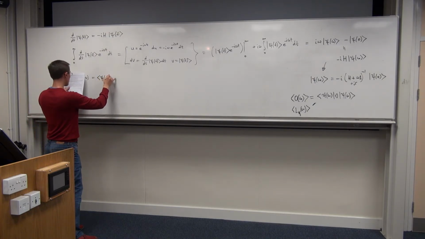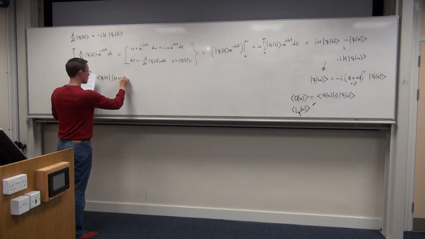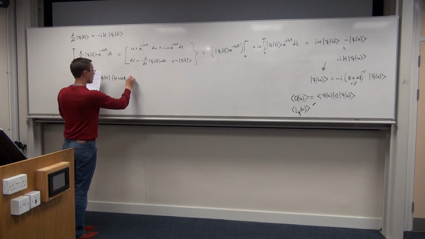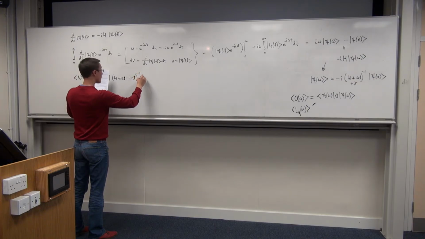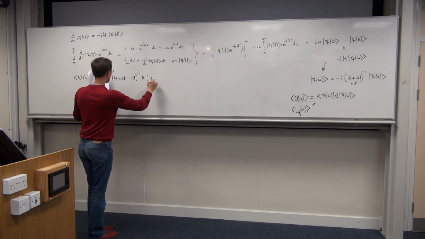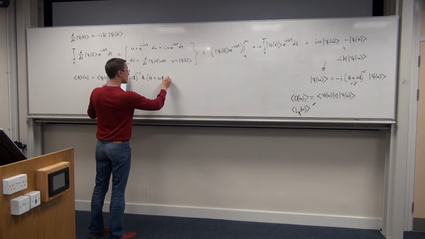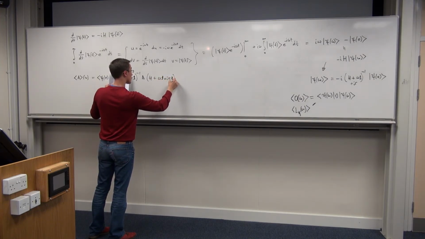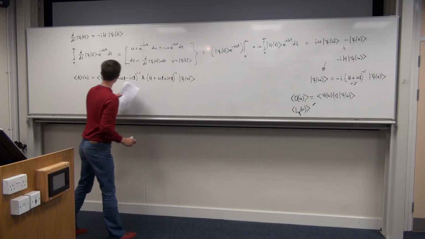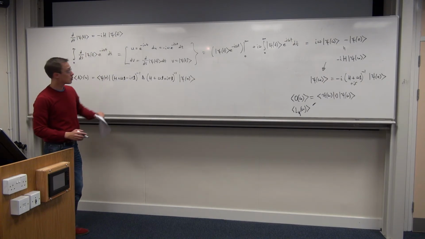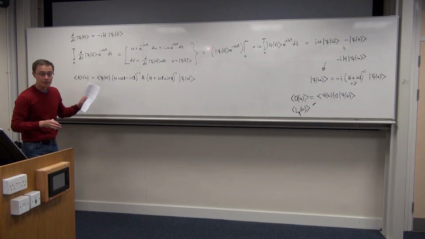Psi 0, then H plus omega times the unit matrix minus IR times the unit matrix, to the minus 1, A, H plus omega times the unit matrix plus IR times the unit matrix, to the minus 1, psi 0. So this could be computed with our damping rate R, and that would be the exact answer.